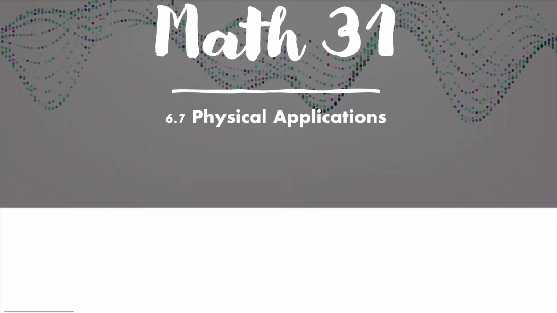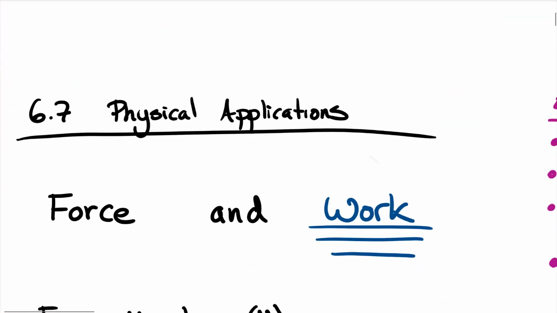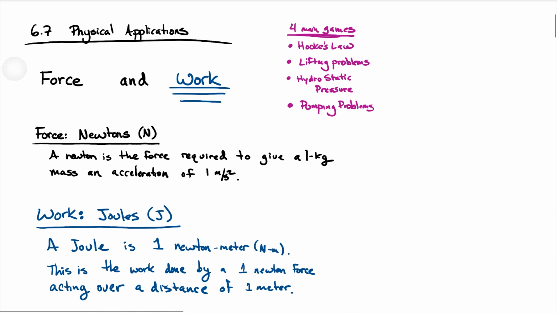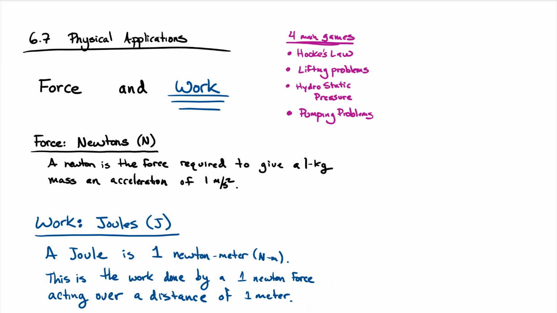So we'll begin. Here we go, some physical applications, and let's start with this right here. Boom. So we need to understand the difference between force and work. Force and work. And that's what we're going to get into. But as we go, not in this first one, we have four main games. We're going to talk about Hooke's Law, which is springs. We're going to do lifting problems, like perhaps you're on top of a building and you need to lift a rope up. How much work is done?